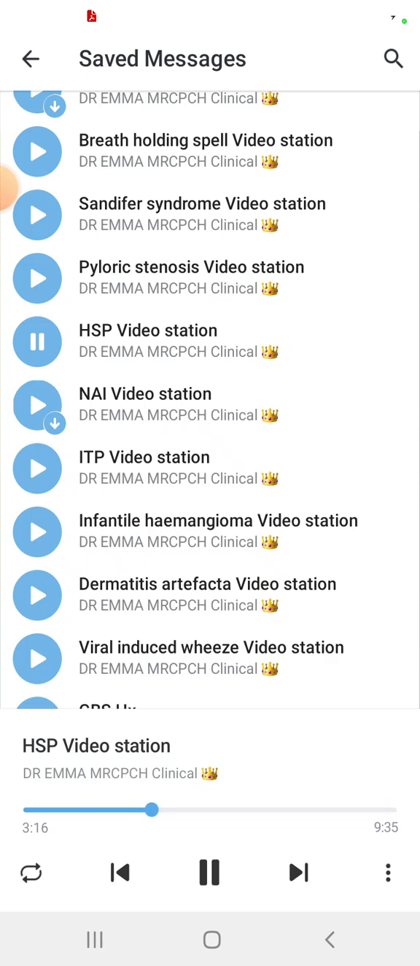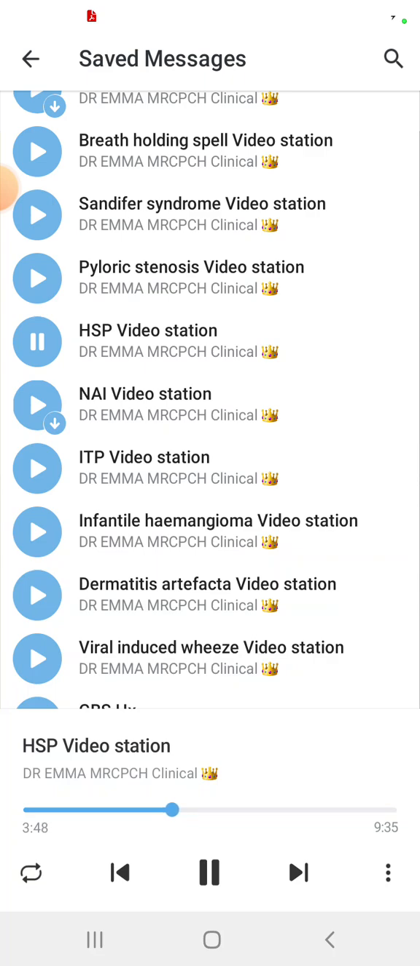So what examination would you do, suppose it is Henoch-Schönlein purpura? I would like to check the patency of the airway, breathing and circulation, do a complete abdominal examination of the child, and check the vitals of the child.